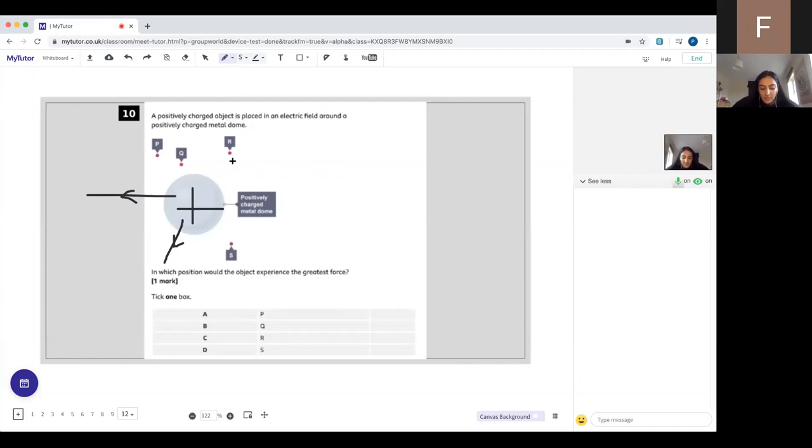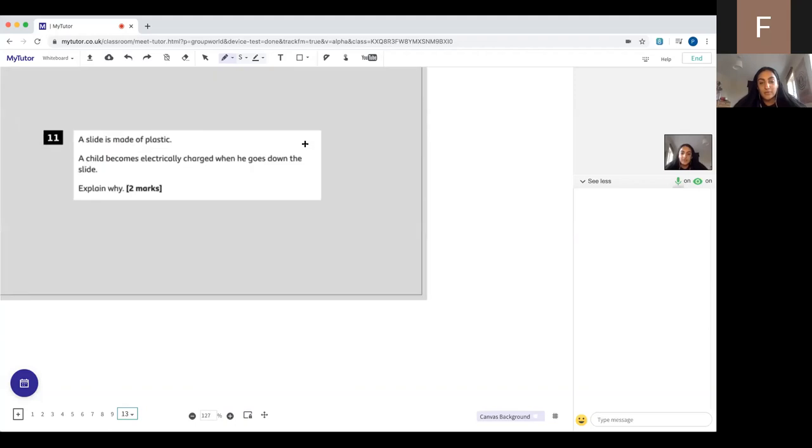So yes, well done all of you that picked Q. Q is closest to the dome, and that is where the electric field lines are closest together, and therefore the field is stronger and the object experiences a greater force. So it would be Q. Okay, so I think that is all of the multiple choice questions.